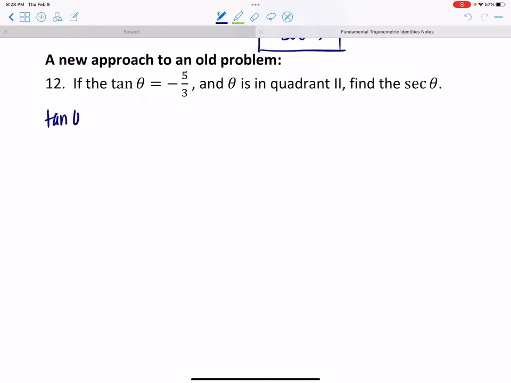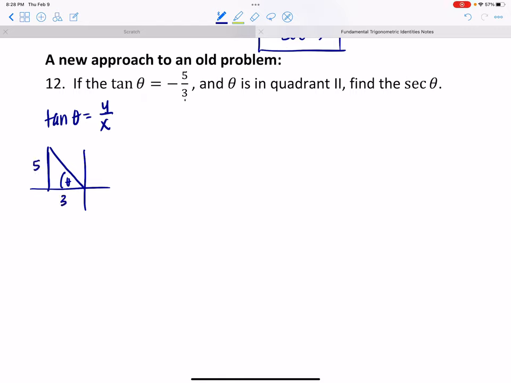is equal to y over x. So we can look at it that way, which means, think about this in quadrant 2. Okay, here's our angle in quadrant 2. If we make a triangle out of that, our x value according to this is 3, and our y value according to this is 5.